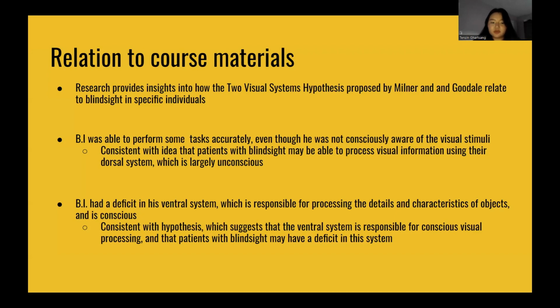it shows that he was using the dorsal system, which is largely for unconscious processing, and the fact that BI had a deficit in his ventral system, which is responsible for processing the details and characteristics of objects and is conscious, is consistent with the ventral aspect of the 2 visual systems hypothesis.